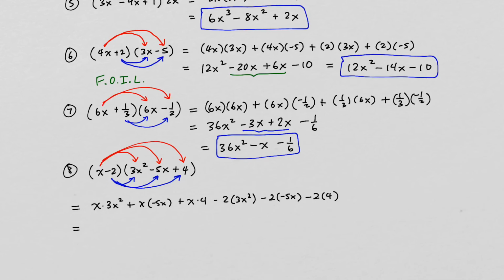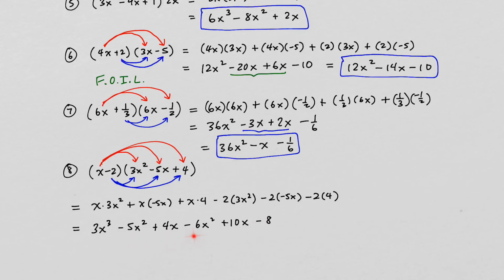So, what's x times 3x squared? Well, that'll be 3x cubed. X times negative 5x will be negative 5x squared. Positive x times 4 is positive 4x. So we did these three terms. Now we have negative 2 times 3x squared. It's negative 6x squared. Negative 2 times negative 5x is positive 10x. And negative 2 times positive 4 is negative 8.